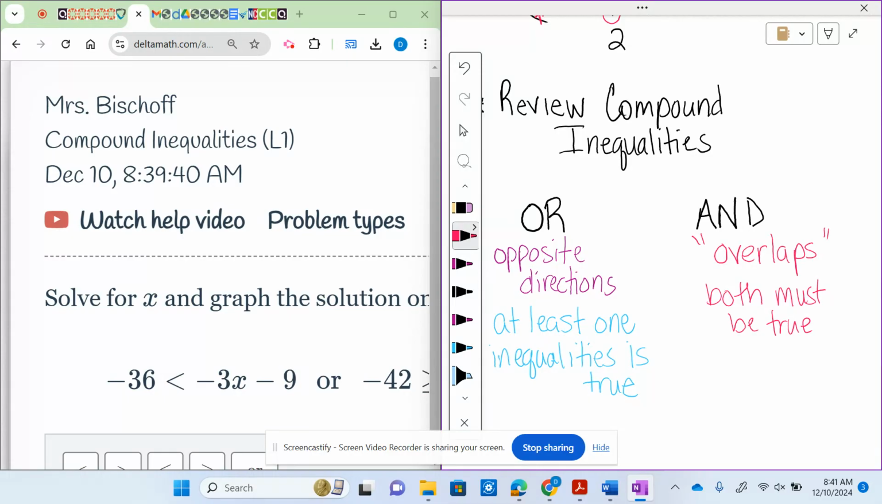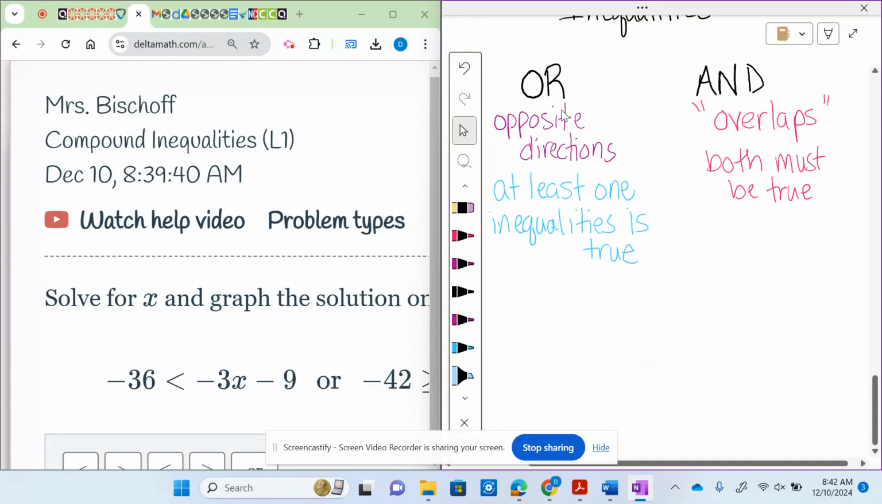ORs, the graphs go in opposite directions. ANDs, the graphs go together. They overlap. So I'm going to give you an example.